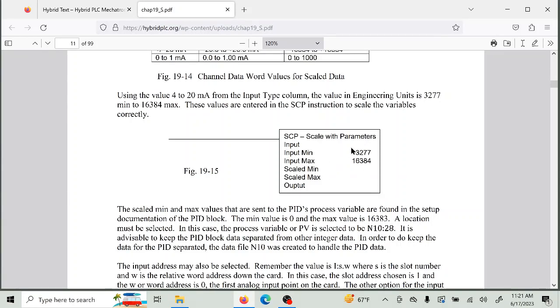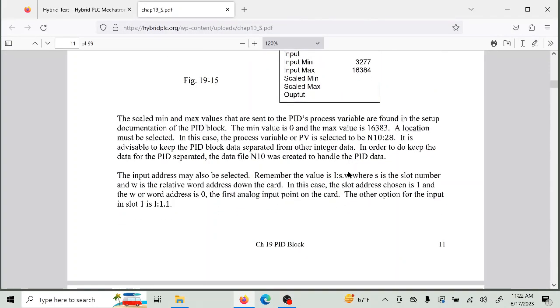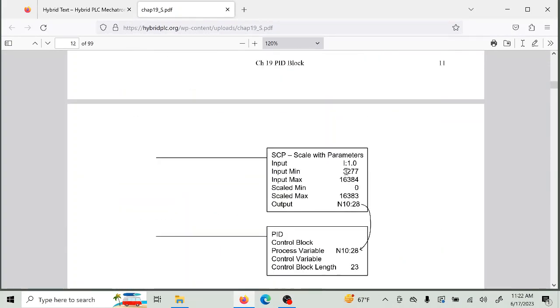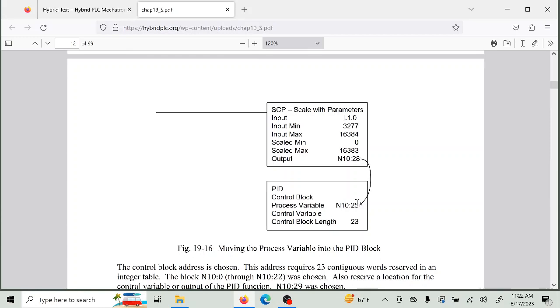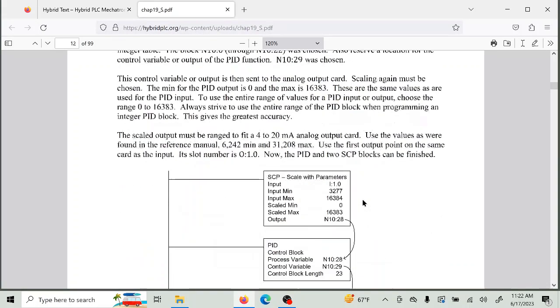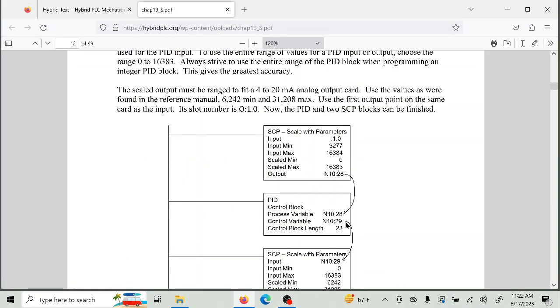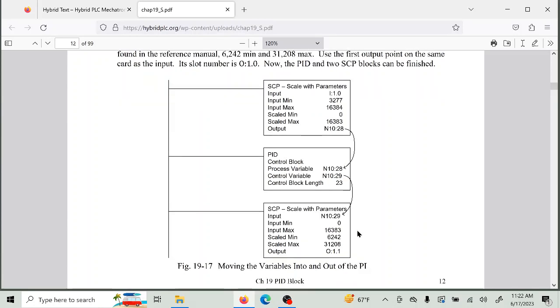Scaling with parameters is important because you have to get these numbers in, and you have to scale them to something meaningful. That's why this is shown. Then you take that process variable and move it down to the process variable in the PID block. So that's your move. Then you calculate it, and you take your control variable and move it to your output to move that back into your valve the same way that you did the input, and you have to convert that to a number that's meaningful.